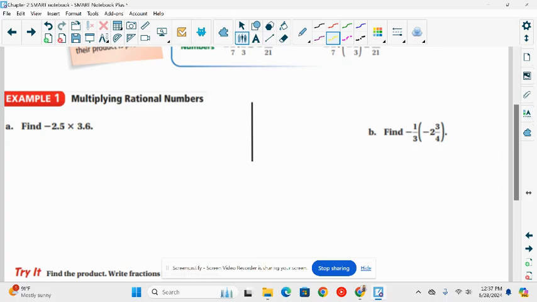Looking here is our question in problem A. Are we going to get a positive or a negative? What tells us it's negative? Those are different signs. We're going to get negative what? Negative 9. Here's our answer.